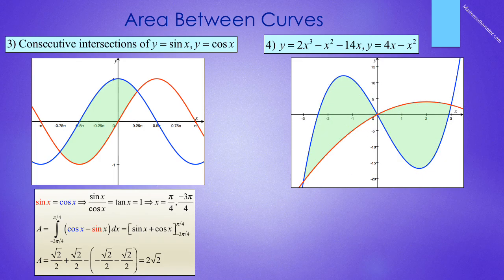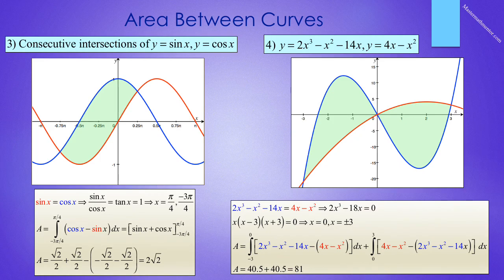In number 4, we are asked to find the area between y equals 2x cubed minus x squared minus 14x and y is equal to 4x minus x squared. We graph the two functions and realize that there are 3 points of intersection, and the curve on top switches. So we realize we're going to need two integrals to calculate the area.